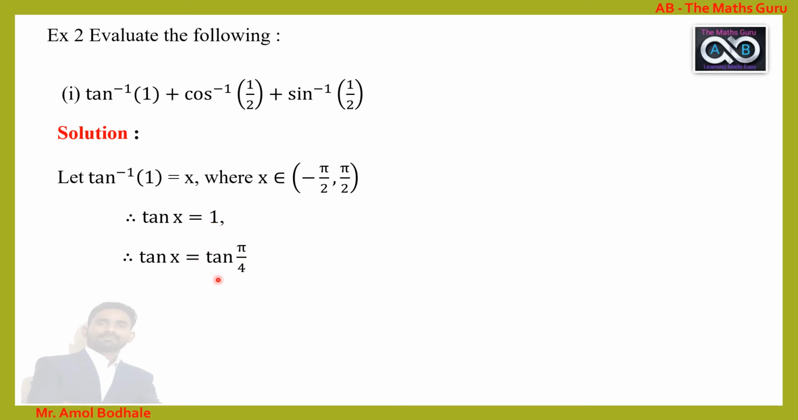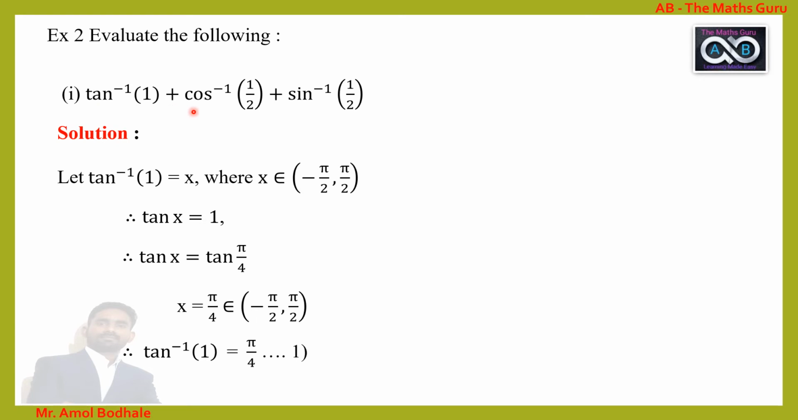So x is equal to pi by 4. So we can write x equal to pi by 4, as pi by 4 belongs to the range of tan inverse, which is the principal branch value. Therefore tan inverse of 1 equal to pi by 4. So we get the value of the first term.